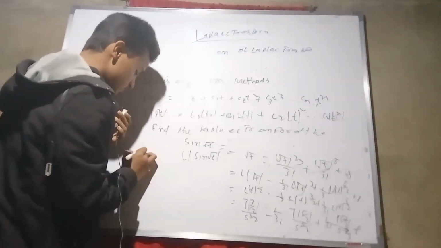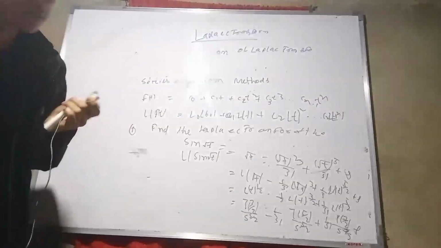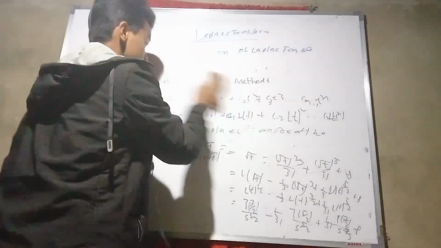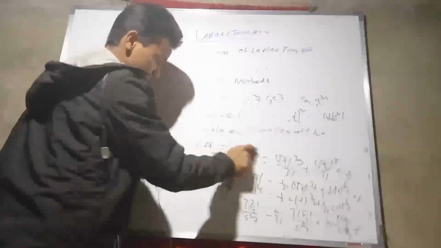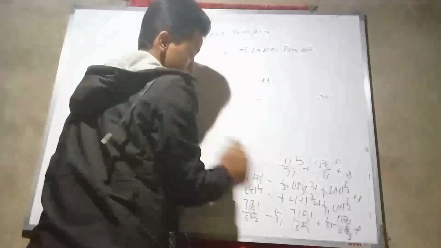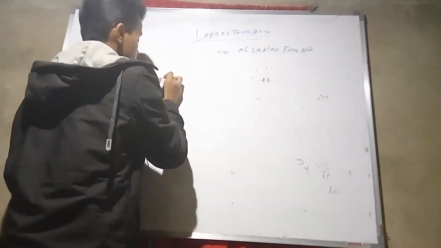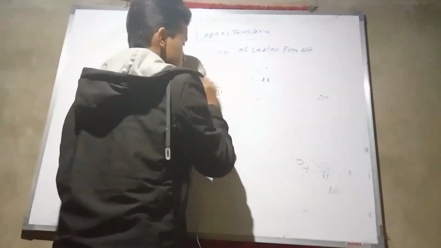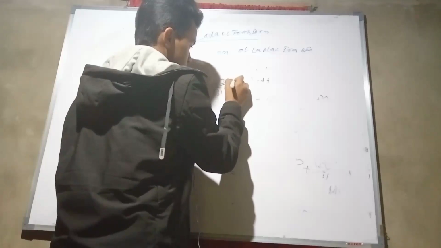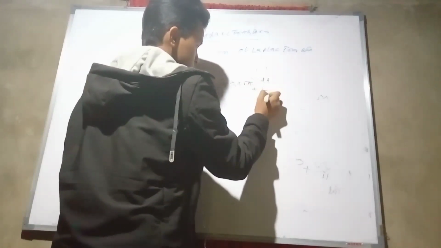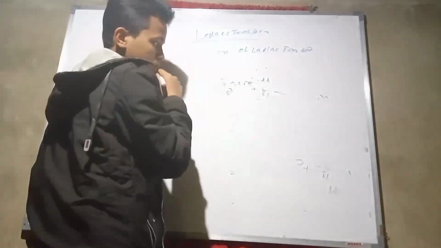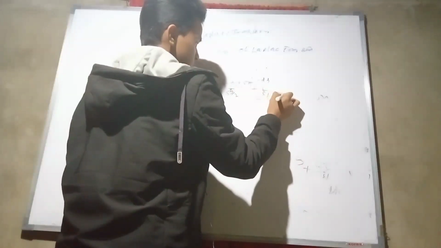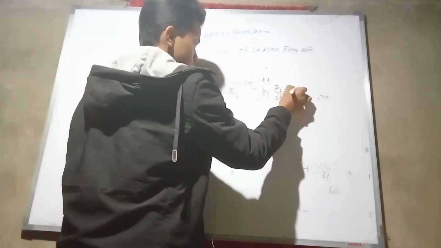We take s to the power 3 by 2 common. The value of gamma 3 by 2 gives us half root pi over s to the power 3 by 2, minus 1 by 3 factorial times gamma 5 by 2, which is 3 by 2 into 1 by 2 into root pi, plus 1 by 5 factorial times gamma 7 by 2, which is 5 by 2 into 3 by 2 into 1 by 2 root pi.